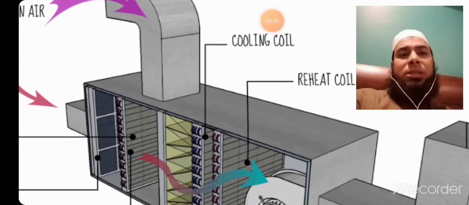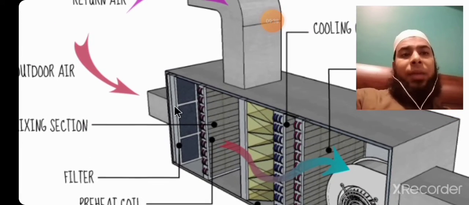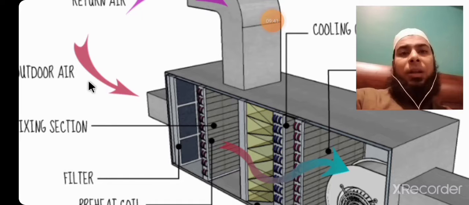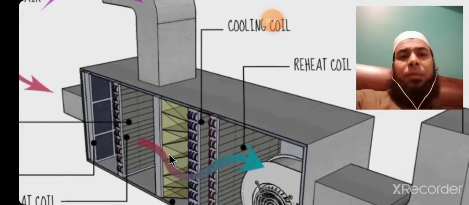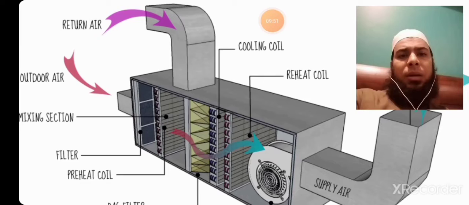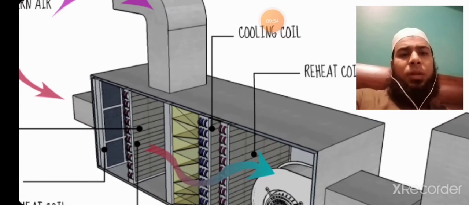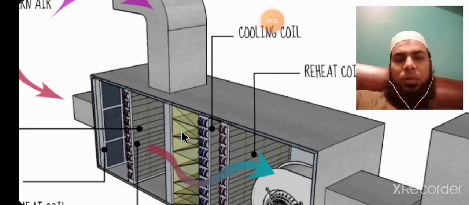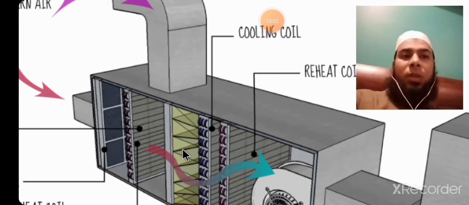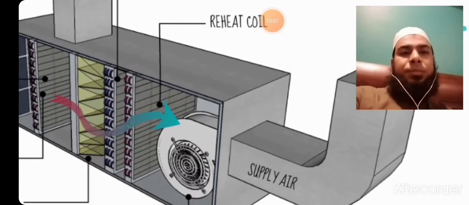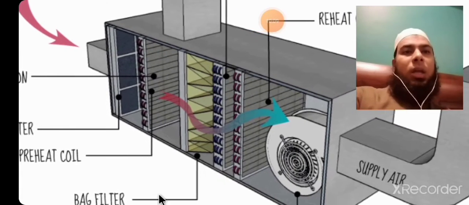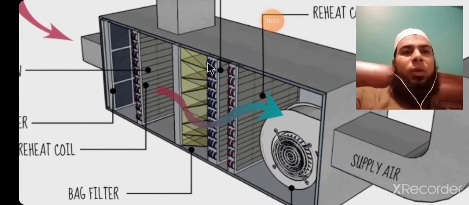That's why you can see from this picture we have two types of filter. The first, the pre-filter, cleans the outdoor air of dust particles and pollen particles. Now it mixes here. This is basically the mixing section. It mixes with the return air, and then again we have a filter, a very fine filter. In the next slide we will discuss the filters too. Then it goes to the cooling coil.